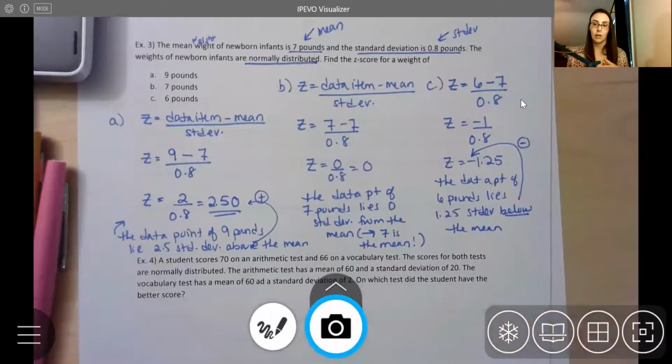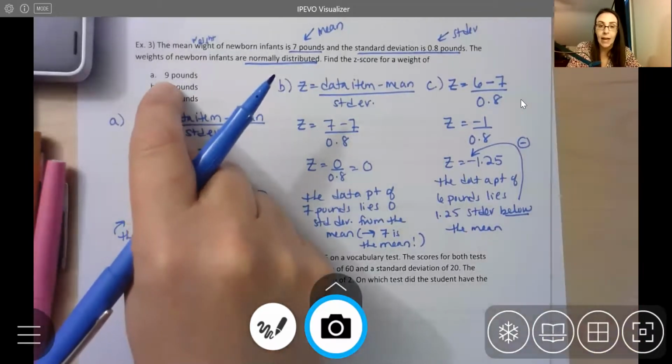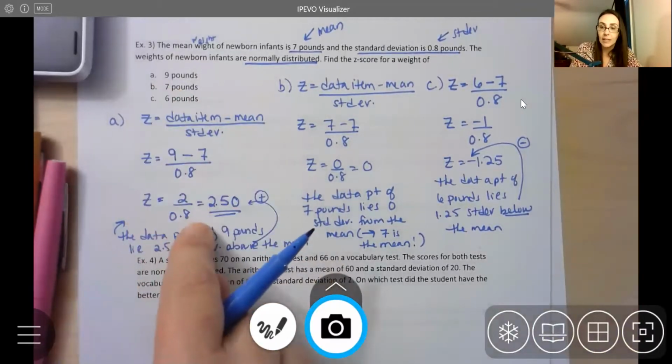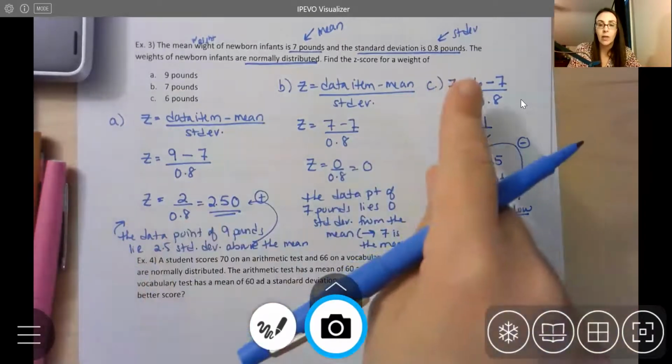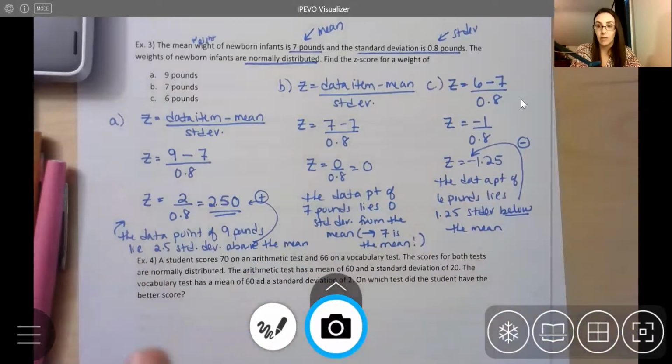So what happens here is when a data point starts out bigger than the mean, like the 9, then you end up with a positive z-score. When your data starts out smaller than the mean, you end up with a negative z-score. So it helps to tell you the direction of where it lies compared to the mean.